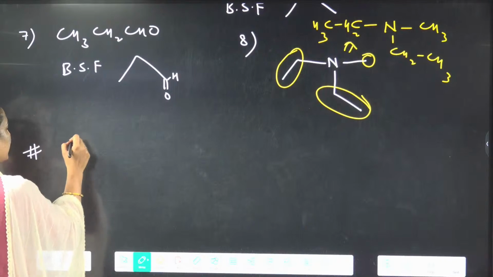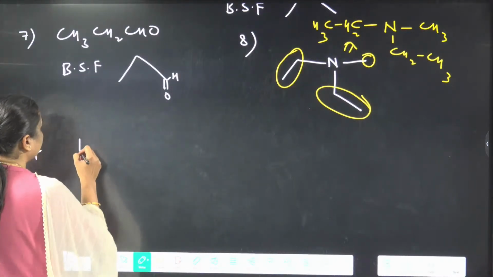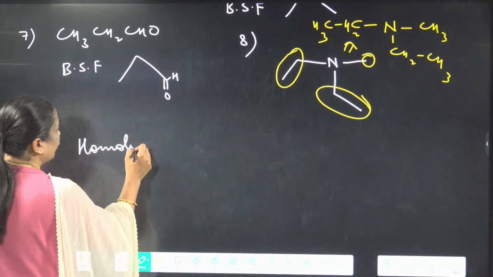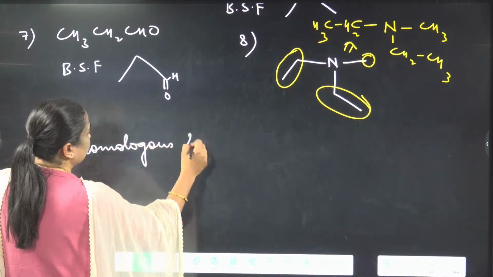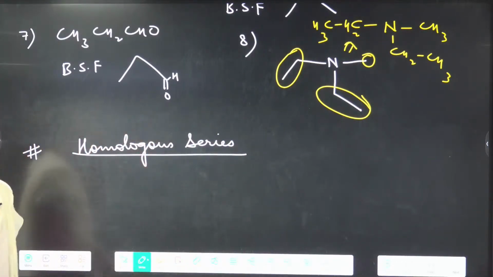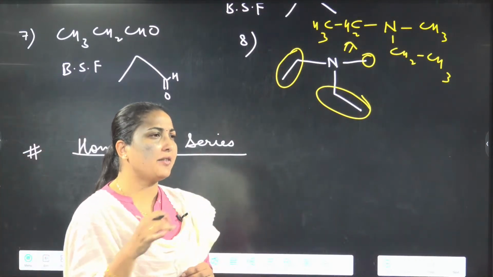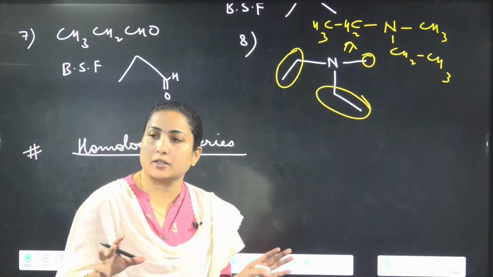Now next, let us go for, we are still on all those points. So we are having homologous series. What is a homologous series? Basically, we know that there are millions of compounds, right? And if we keep on studying each and every compound, it will be very tedious work, right?